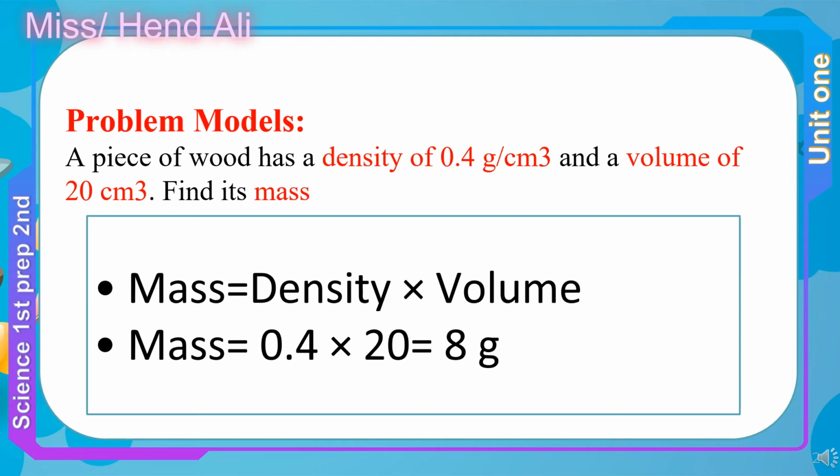Another problem. A piece of wood has a density of 0.4 gram per cubic centimeter and a volume of 20 cubic centimeter. Find its mass. Mass equals density multiplied by volume. So mass equals 0.4 multiplied by 20 equals 8 grams.